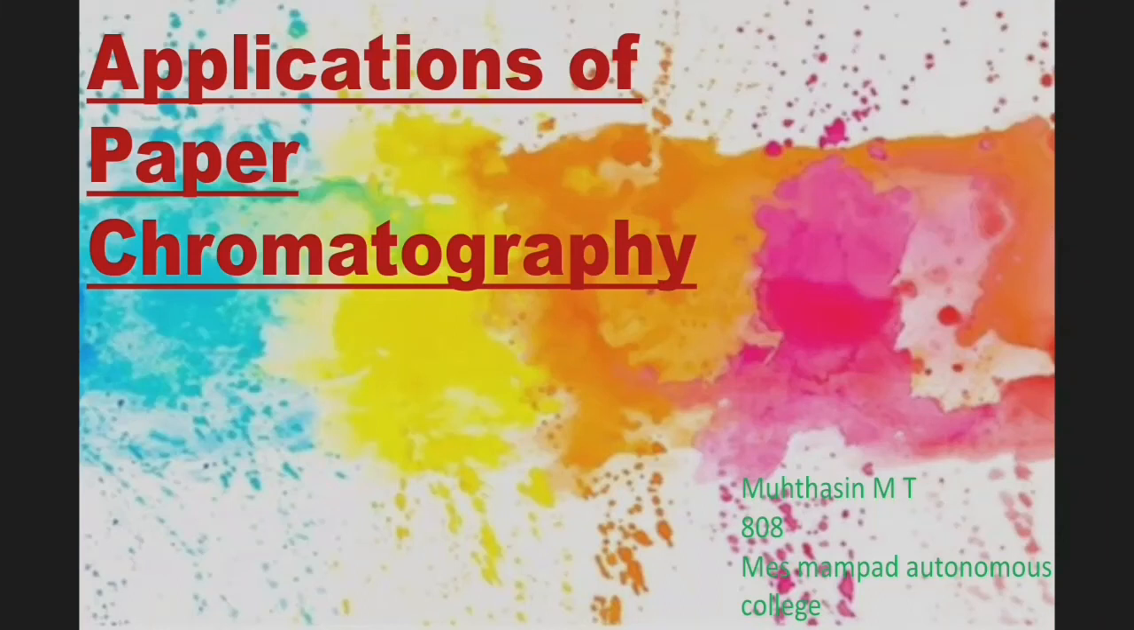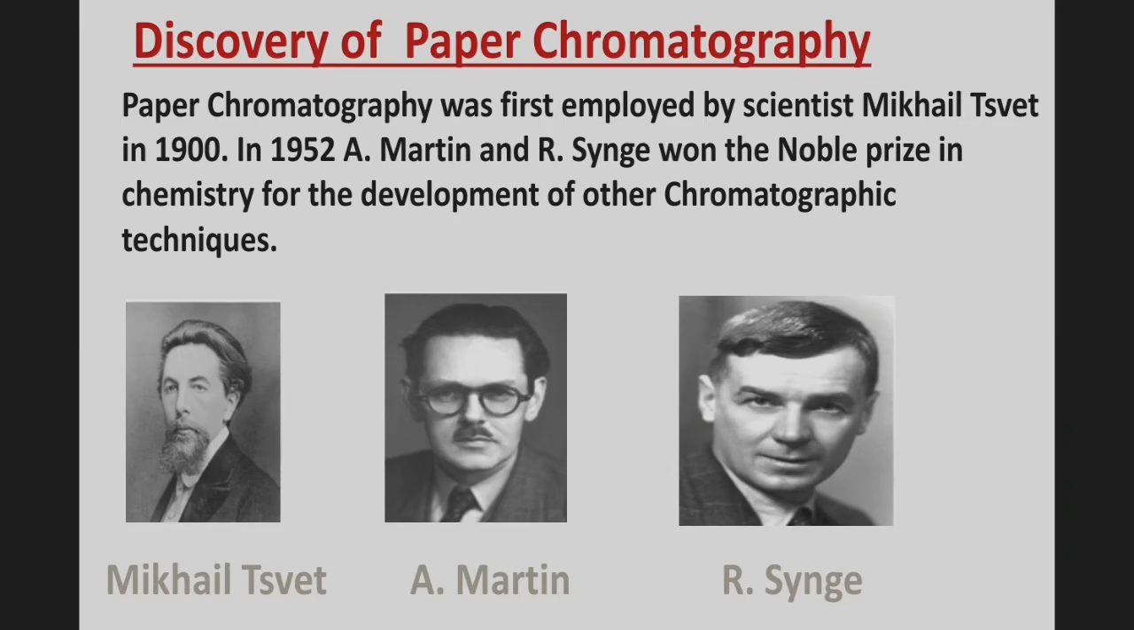Today we are going to discuss the application of paper chromatography. Firstly, we are discussing the discovery of paper chromatography. Paper chromatography was employed by the scientist Michael Tswett in 1900. In 1952, A. Martin and R. Synge won the Nobel Prize in Chemistry for the development of other chromatographic techniques.